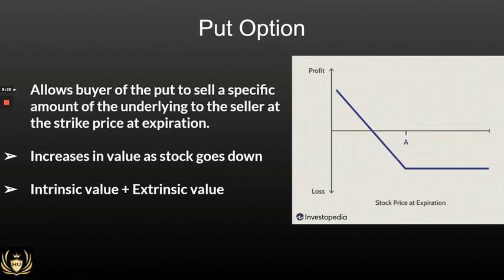What's a put option? A put option allows the buyer of the put to sell a specific amount of the stock to the seller of the put. Again, at strike price and at expiration. When will the buyer of the put exercise this? When will he take this option to sell a certain amount of stock to the seller?